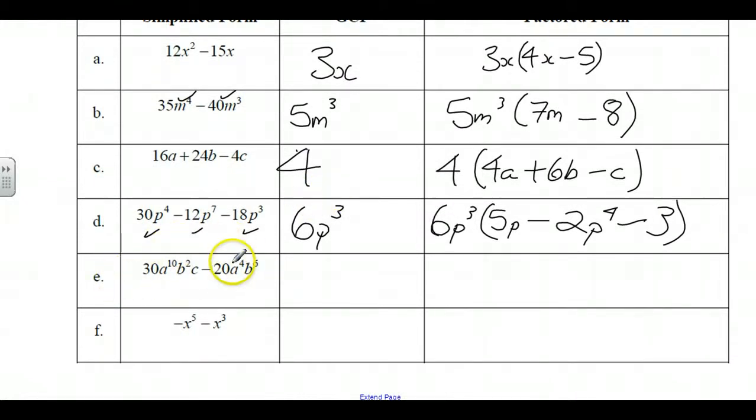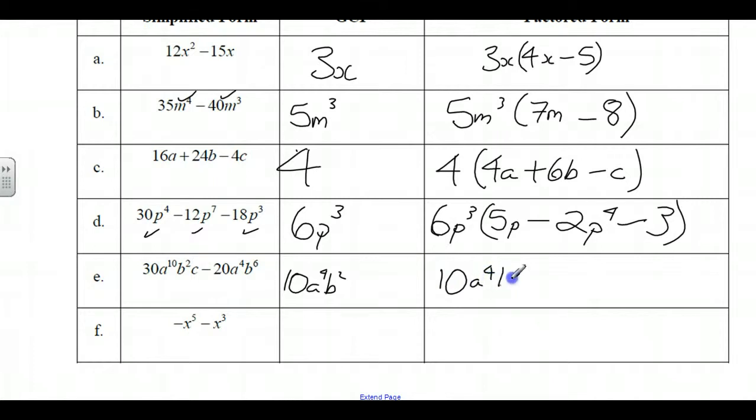30 and 20. I think 10 is the number that goes into 30 and 20. They both share an a, so we'll go with a to the 4th. They both share a b, and we'll go with the lowest power of b. Remember, we want the b squared to go into both, and it'll go into this for sure, but if we use b to the 6th, it would not go into this. And this has a c, this doesn't. Okay, so you write down the greatest common factor.